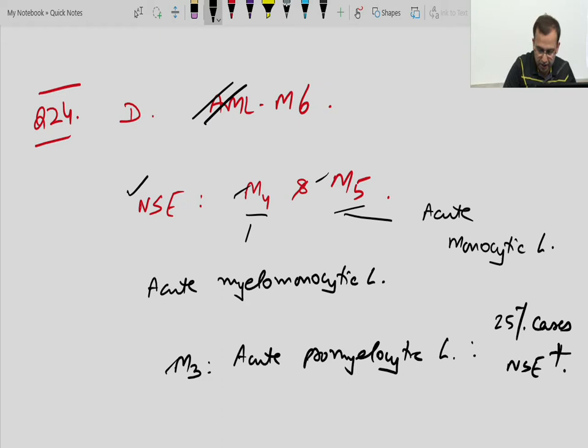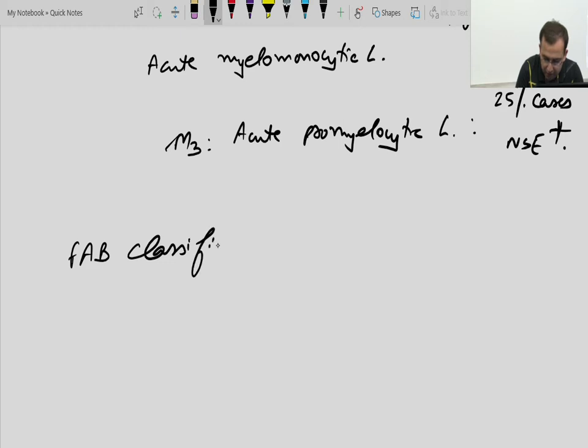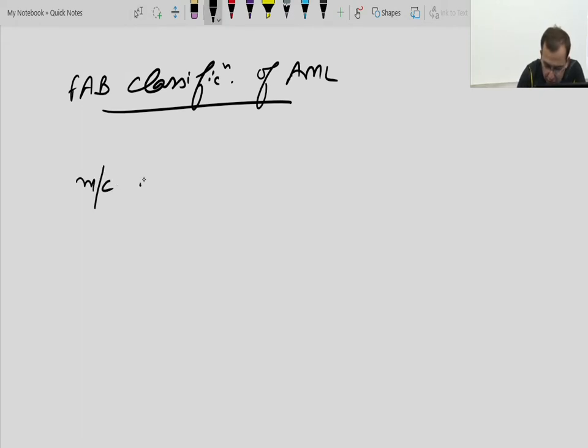Next point, this gets us to the FAB classification of AML. FAB stands for French American British classification. You very well know it is M0 to M7. First point, most common AML is M2. What we are writing is a standard set of questions which have been repeatedly asked.